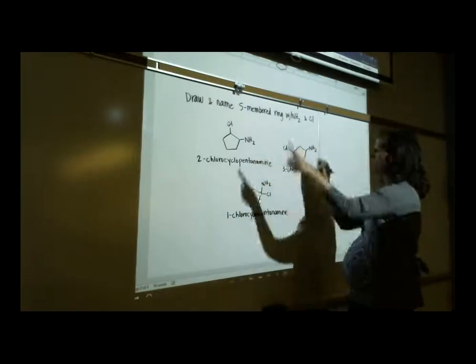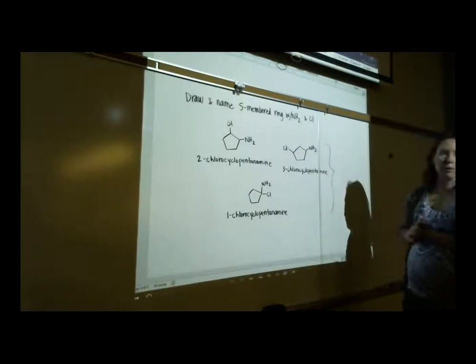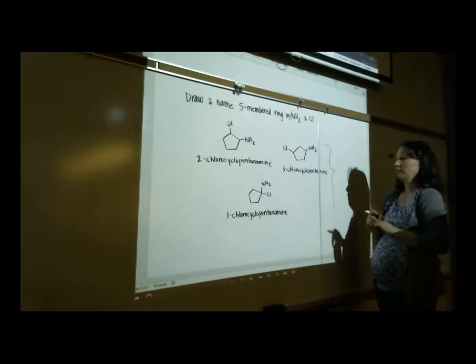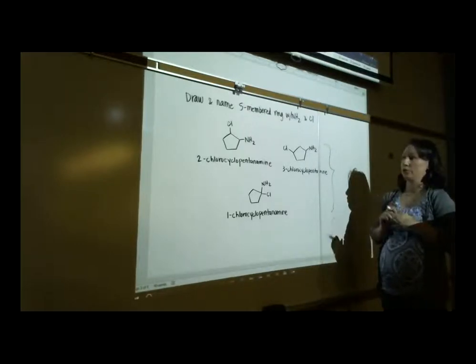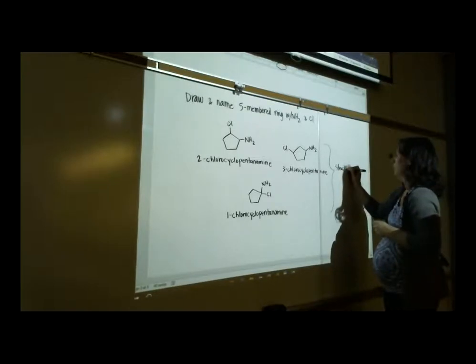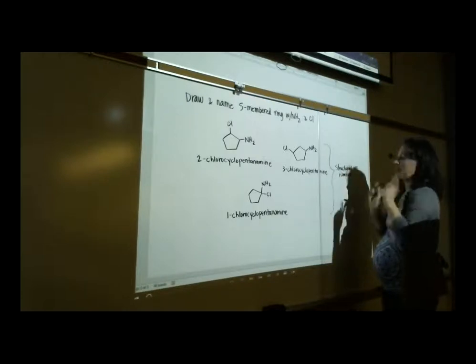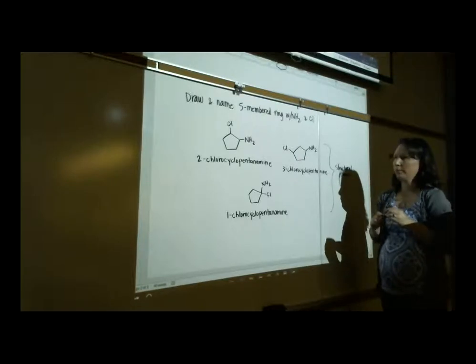In terms of these 3 relationships to each other, what are they? Are they the same molecule? Are they unrelated? Or are they structural isomers? They'd be structural isomers, right? They have the same formula, different arrangement.